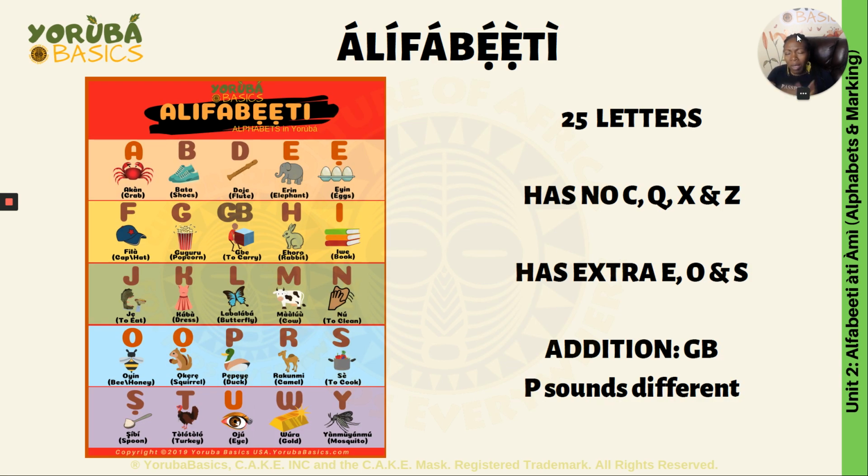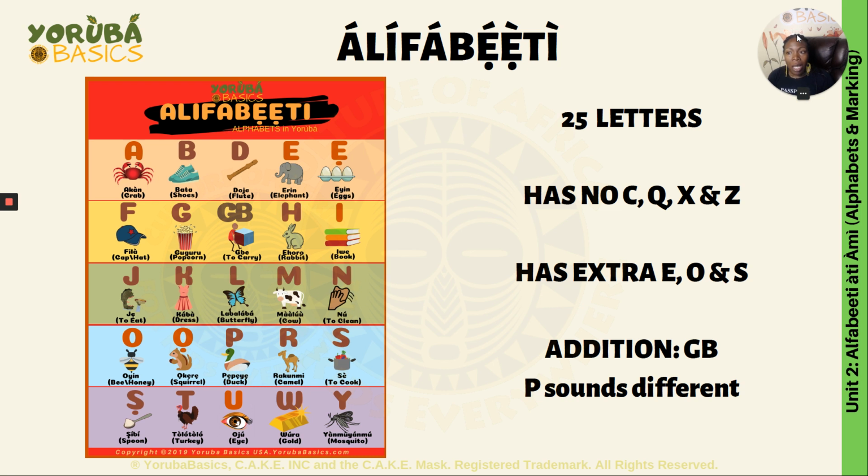Okay, so some of the things right off the bat that you should know is that the Yoruba alphabet has only 25 letters compared to English that has 26. So that's one less alphabet that we have in Yoruba. In addition, Yoruba does not have the following letters. Yoruba does not have a C, it doesn't have a Q, it doesn't have an X, and it doesn't have a Z or Zed in some languages. So no C, no Q, no X, and no Z, okay?